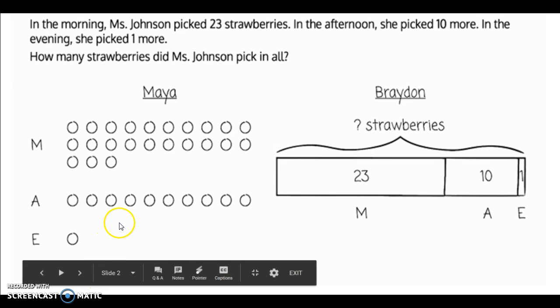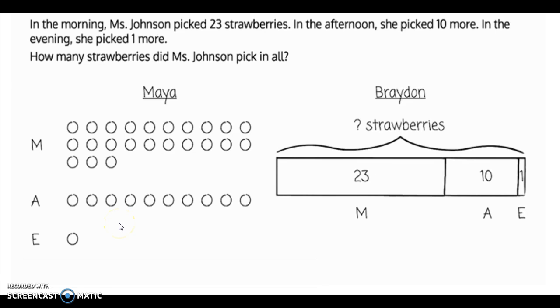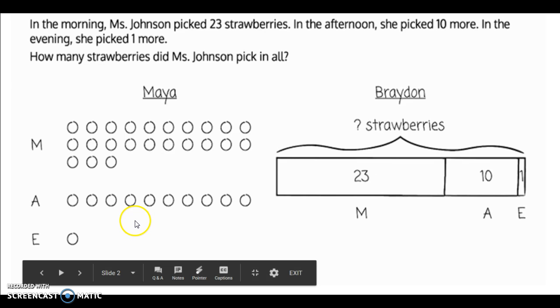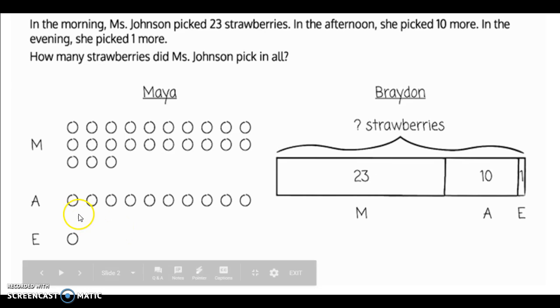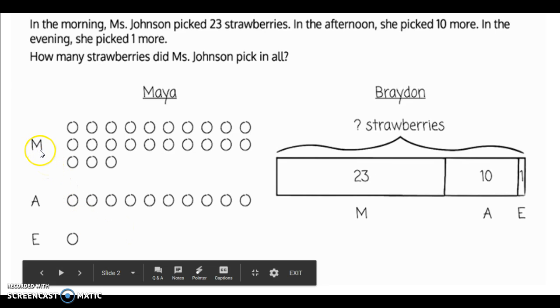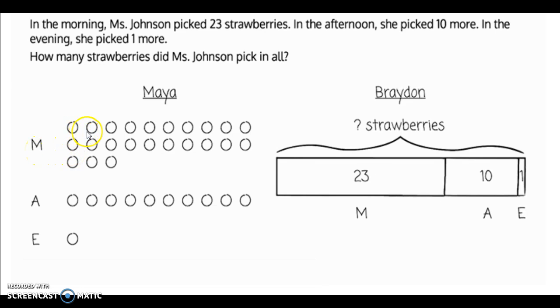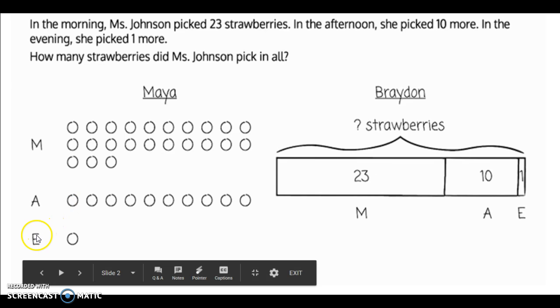Now, I'm showing you 2 examples of ways that we've been practicing adding and subtracting. We've used a method that Maya used here, and she drew a picture, and she labeled her picture. She labeled M for how many strawberries Miss Johnson picked in the morning, and she drew out circles that represented each strawberry. She labeled an A for the 10 strawberries that Miss Johnson picked in the afternoon, and she labeled E for the 1 strawberry that she picked in the evening.